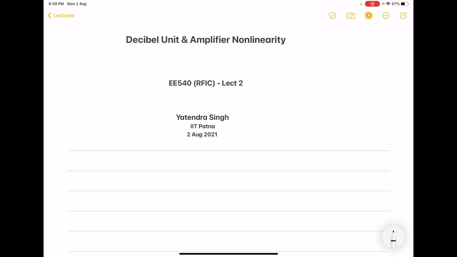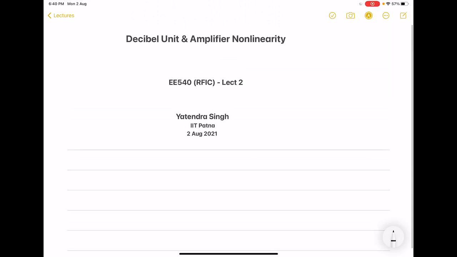In this lecture, we will talk about a very commonly encountered unit in RF and microwave, which is the decibel unit. And then we will see the amplifier nonlinearity and its undesired effect on the output. So first, we will study what is the decibel unit.